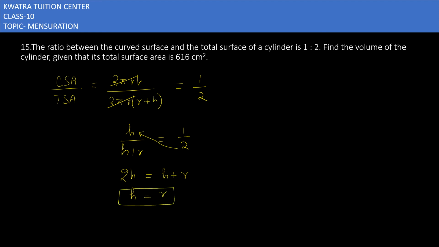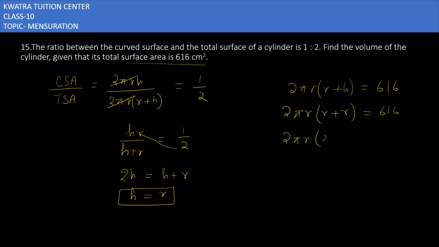Now you are given the total surface area. What is the formula for total surface area? 2 pi r (r plus h) is equal to 616. In place of h, let's substitute r so that we can find the value of r first. So it will be 2 pi r and then 2r is equal to 616. Cancel 2 from 616, you will get 308. Cancel 2 from 308, you will get 154. And substitute the value of pi, 22 over 7 r square is equal to 154.